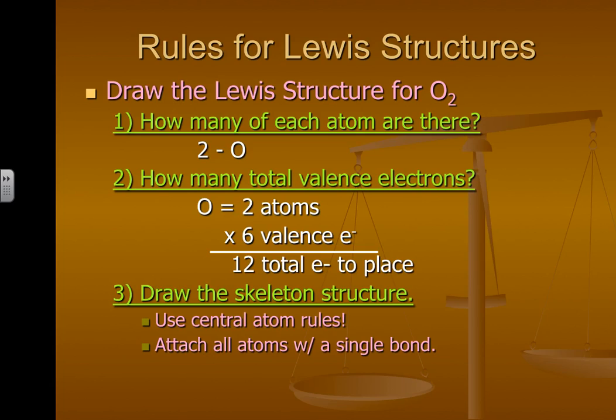I have 2 oxygens. I can't really do anything else but put a bond between them, and voila, you've got your skeleton structure. If it's something like CH4, you would probably put the carbon in the middle and then attach 4 of your hydrogens with single bonds around it. So draw a skeleton structure, attaching everything with single bonds and using your central atom rules.